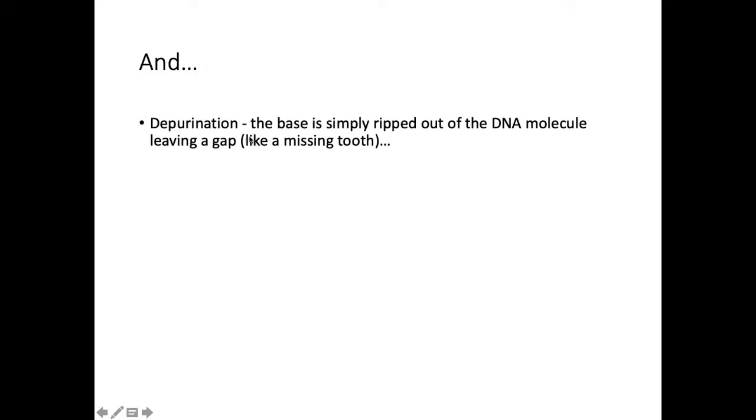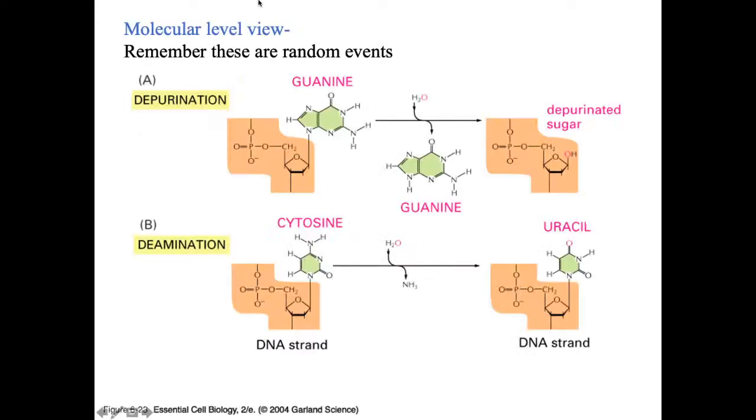And also there's depurination. In depurination, the base is simply ripped out of the DNA molecule, leaving a gap like a missing tooth. And here is a molecular level view. Remember, these are random events. So you have depurination and deamination. In depurination, you have a phosphate and sugar group which has guanine, and with the help of water being added, your guanine is removed. So the purine group is removed completely.